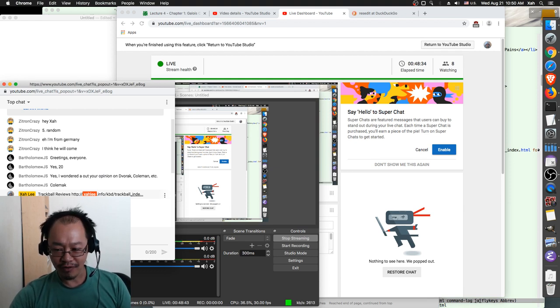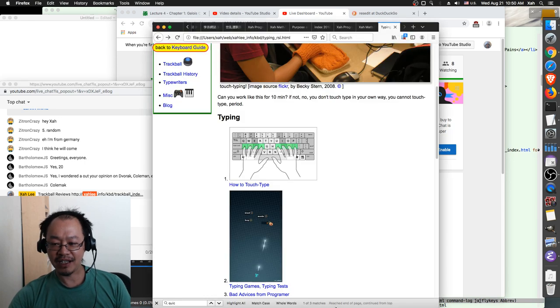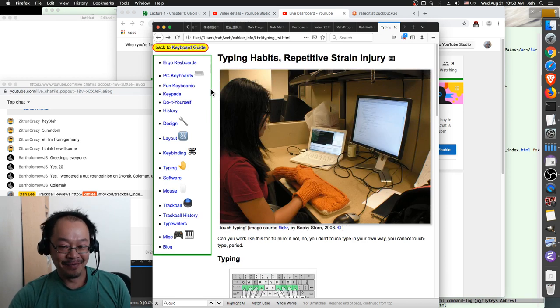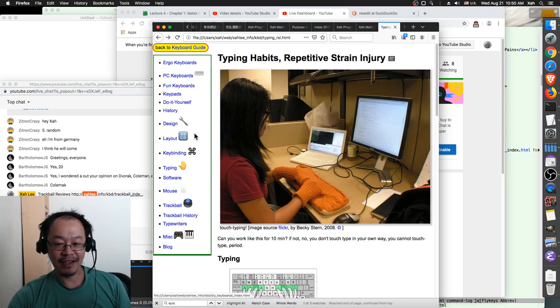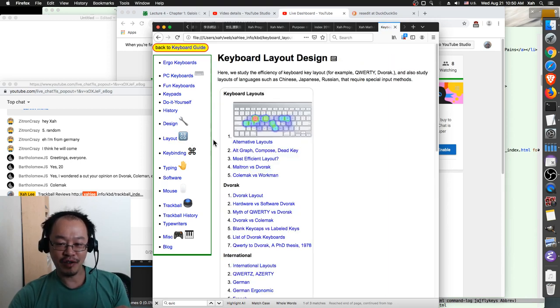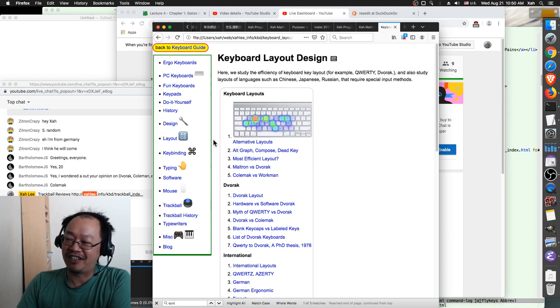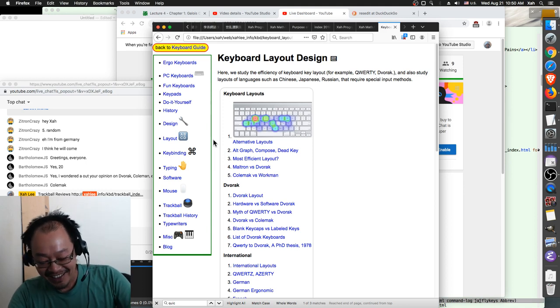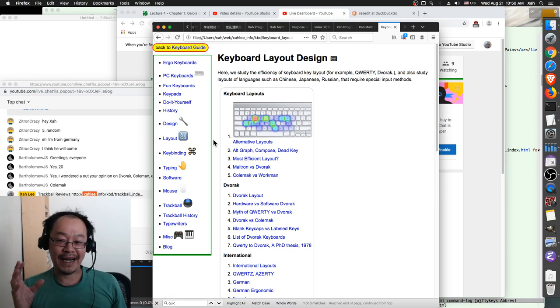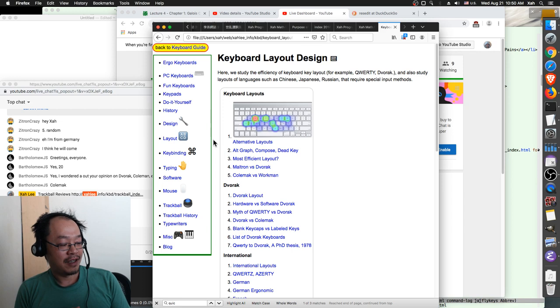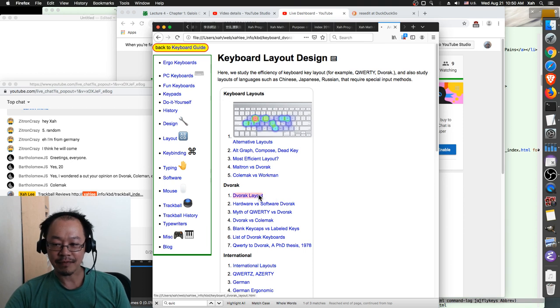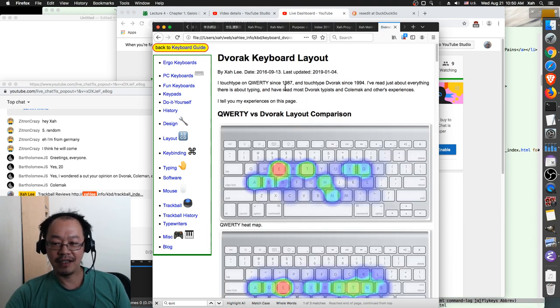Oh, Bartholomew, Colemak. We haven't got into which one is more efficient, Colemak or Dvorak. Colemak is one of the alternative layouts. The Colemak inventor and proponents like to believe Colemak is more efficient than Dvorak. They like to believe that Dvorak was invented, when was Dvorak invented? 60 years ago by now. Let's see. 1987.